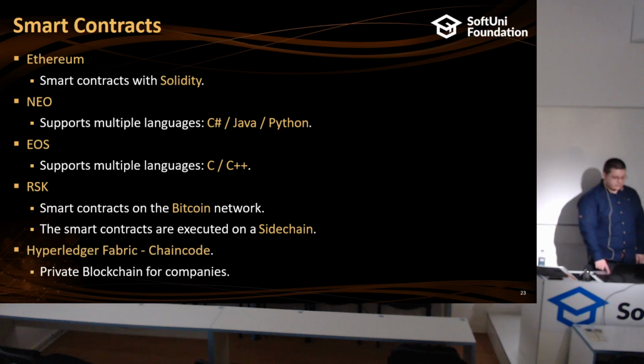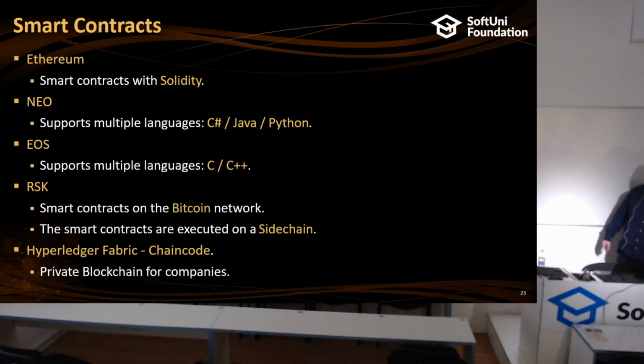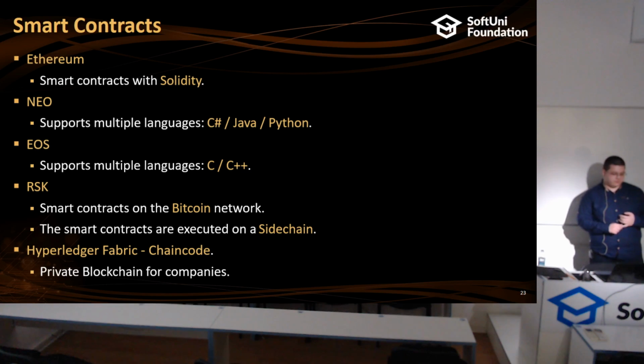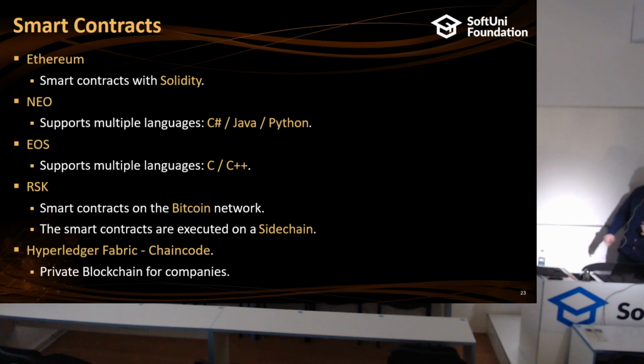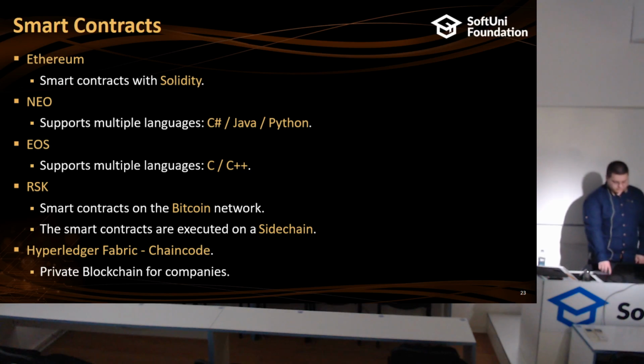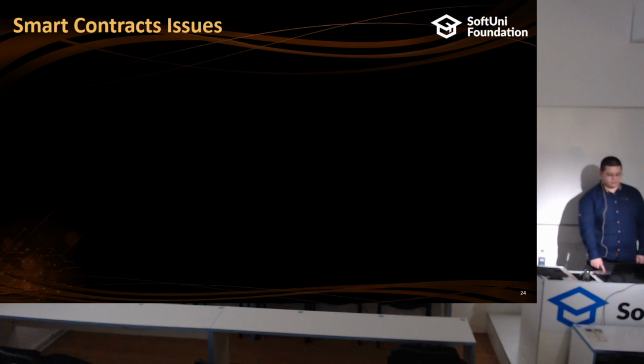And there are private networks that actually run smart contracts as well. For instance, Hyperledger Fabric can run chaincode in private blockchains for companies. That is the first time that I mentioned private blockchains, and the idea here isn't to talk about them. So what are the issues with smart contracts?